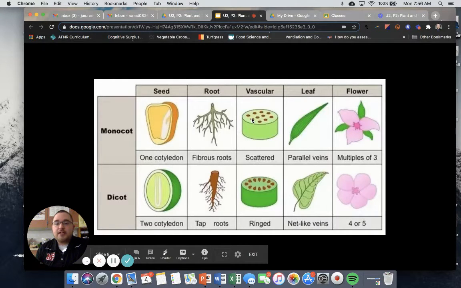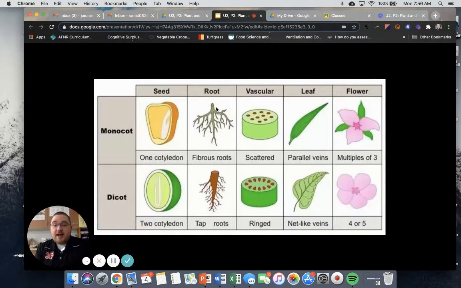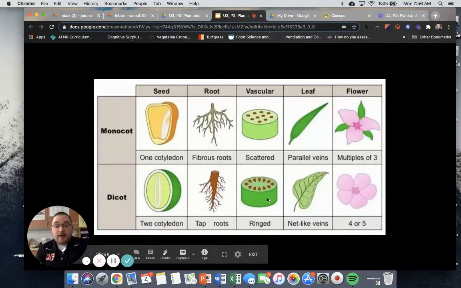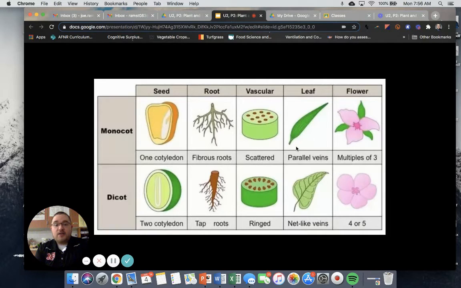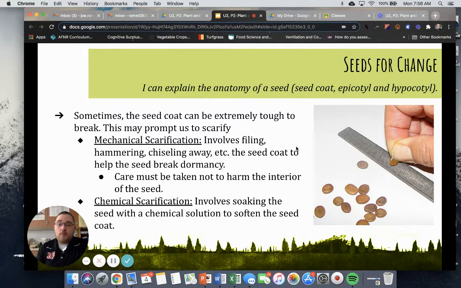Okay, the root system on a monocot is generally going to be fibrous, so it's going to spread out a little bit more, and a dicot is going to have a taproot system where it's pretty straight and narrow with a couple of secondary roots branching off. Then we have our vascular bundles. In a monocot, those are going to be scattered, and in a dicot, they're going to be ringed. The leaf structure on a monocot is going to be a parallel leaf, whereas a dicot is going to have net-like veins within the leaves. And then our flowers on a monocot are going to appear in multiples of 3, whereas dicots are going to be groups of 4 or 5. Okay, we'll talk a little bit more about monocots and dicots, a little experiment that we'll do in class here in the next couple days.